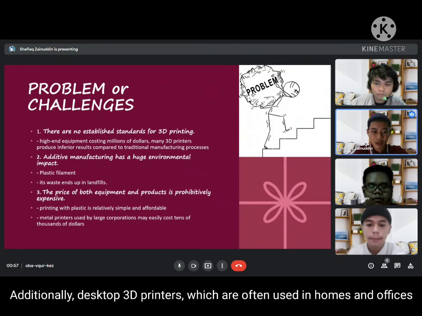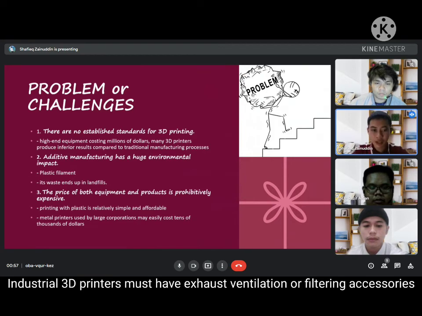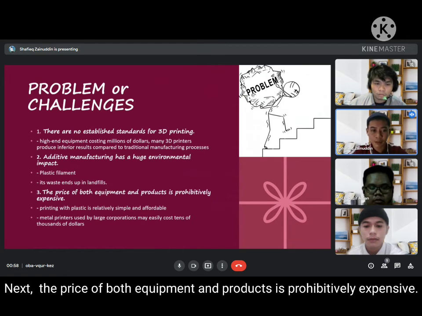Additionally, desktop 3D printers, which are often used in homes and offices for quick prototyping and small-scale production, emit potentially dangerous nano-sized particles into the air. Industrial 3D printers must have exhaust ventilation or filtering accessories and be operated in a well-ventilated setting to avoid negative health impacts. Next, the price of both equipment and product is prohibitively expensive.